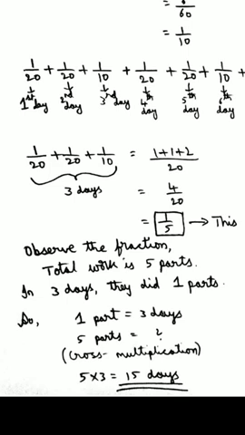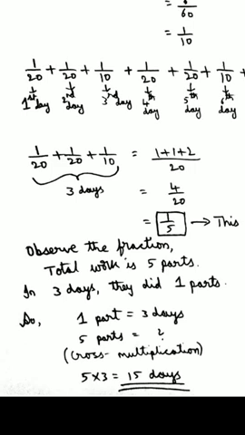In how many days will they complete 5 parts? So we do cross multiplication. On performing cross multiplication we get 15 days. It means the time taken to complete the whole work is 15 days. Here the question has given that on every third day B and C assisted A. So that's why we have taken 3 days. If in the question it was given that on the fourth day, we will take 4 days, like that. Based on the question we will take the number of days.